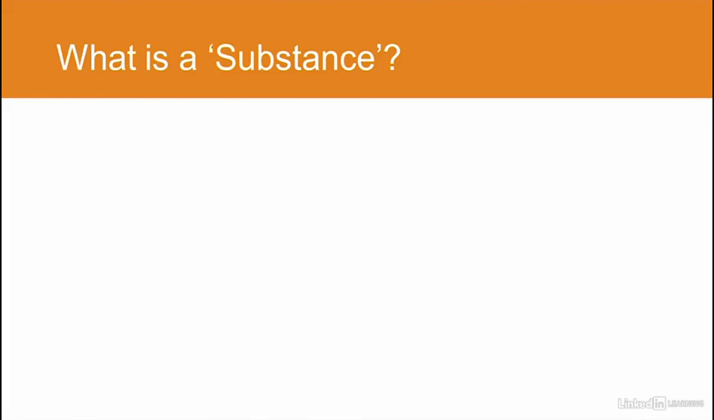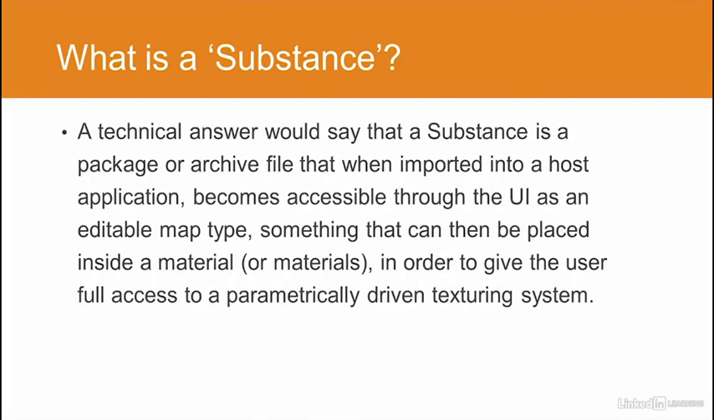Probably the first question that we should address as we head into the body of our course is that of just what a substance actually is. Well, the technical answer would be that a published substance material is a package or archive file that, when imported into a host application, can be made accessible through the UI as an editable map type, something that can be hooked up to a material or materials in order to effectively give the user access to a parameter-driven texturing system.